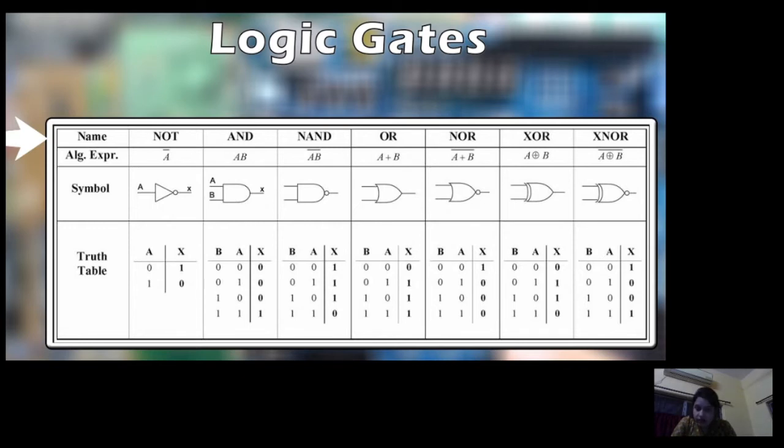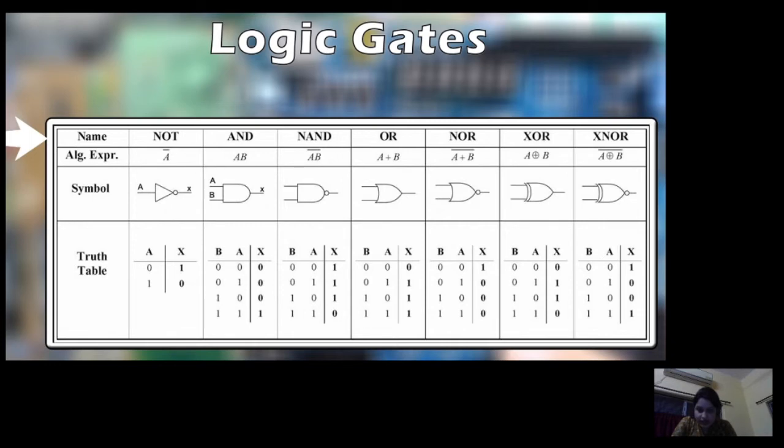Now NOR gate performs just the reverse of OR. That means A plus B bar, just the complement of OR. So if you look at the symbol, it is just the shape of OR gate with a bubble at the end. So if you look at the output, it will be 1 only when both the inputs are 0 and in all the other cases the output will be 0.